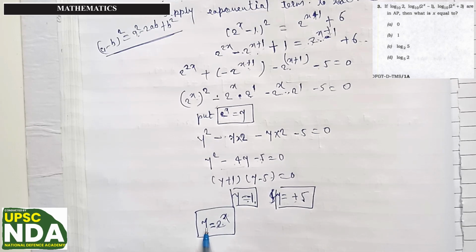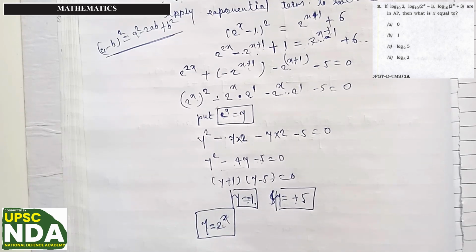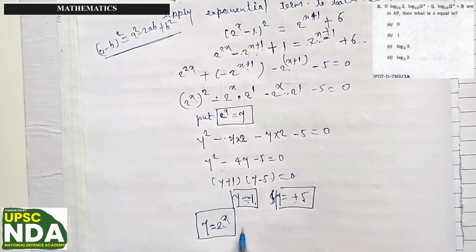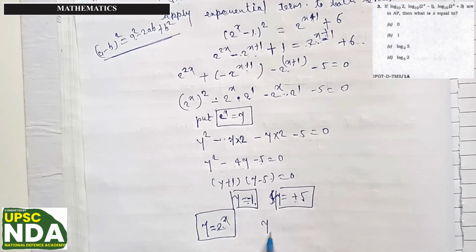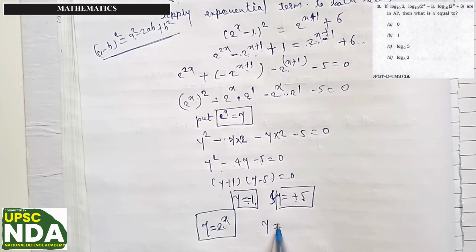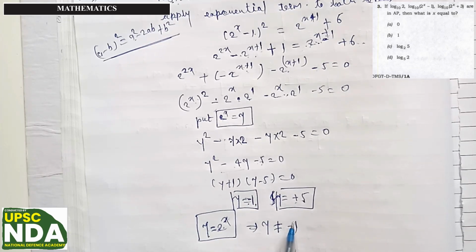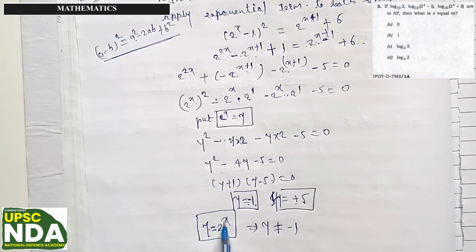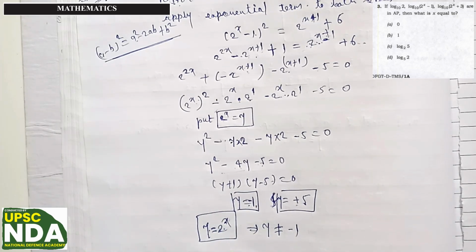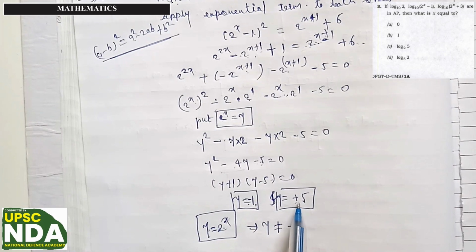That means a negative value for y is never possible. So y is not equal to minus 1. Why not equal to minus 1? Because y equals 2 raised to x, which is always a positive term. Now what value for y remains possible here? y which is equal to 5.